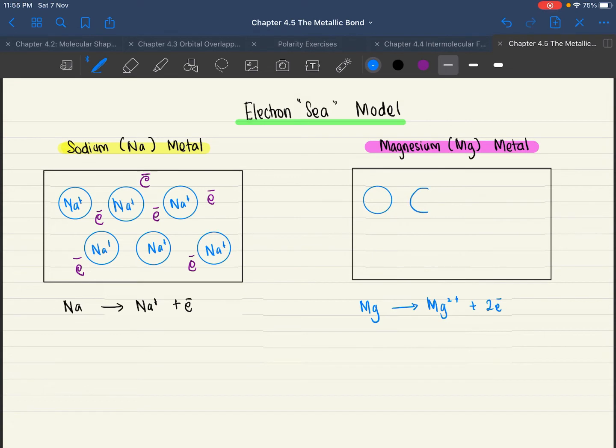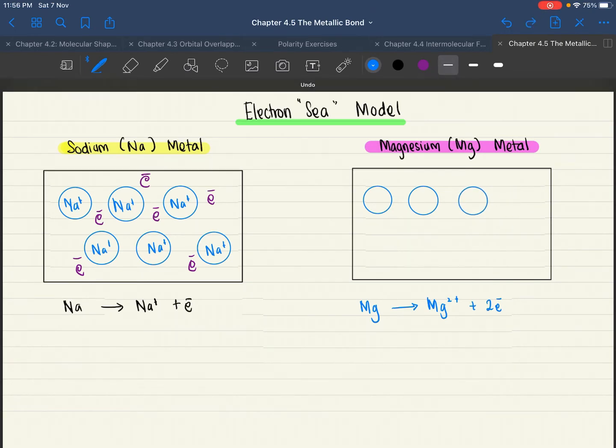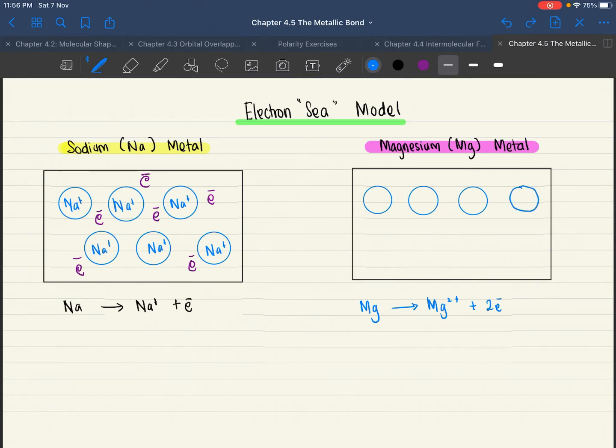So 1, 2, 3, 4, okay, 5, 6, 7. Okay, so saya draw 7 magnesium metal ion.